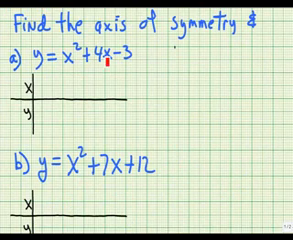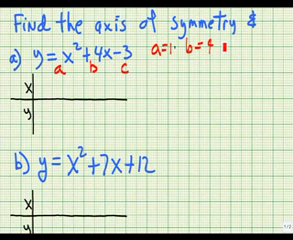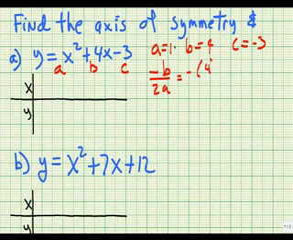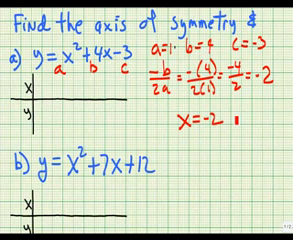y equals x squared plus 4x minus 3. Our equation is in standard form. a has the value of 1, b has the value of 4, c has the value of negative 3. Our axis of symmetry is negative b over 2a. Negative 4 over 2 times 1 gives us negative 4 over 2, which gives us negative 2. So x equals negative 2 is our axis of symmetry.